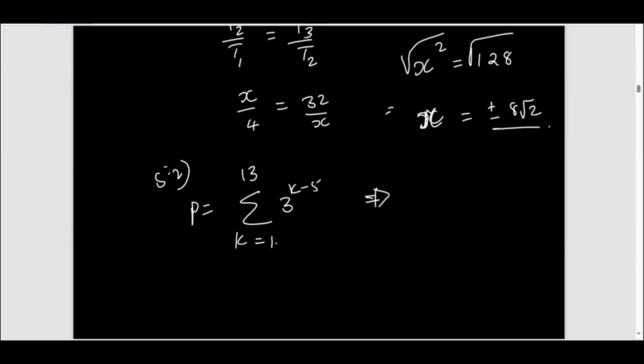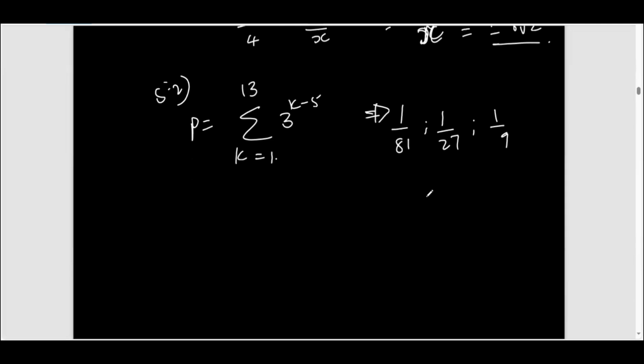With the first one, if K is 1, we're going to have 1 over 81. That's going to be our first term. If K is 2, I'm going to have 1 over 27. And if K is 3, then we're going to have 1 over 9. By just the look of things, we can see that this is a geometric sequence.